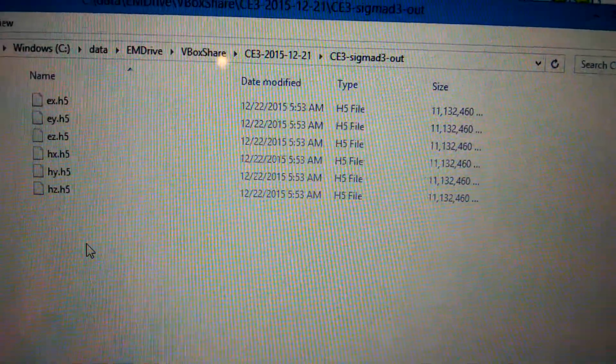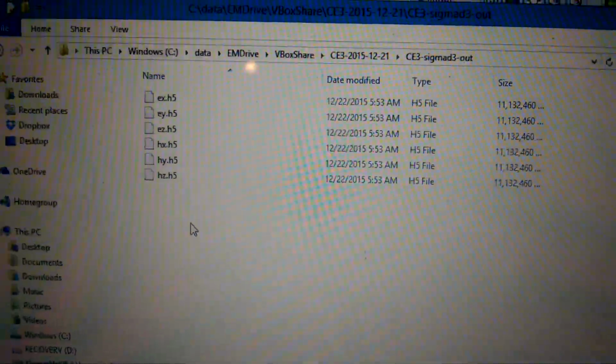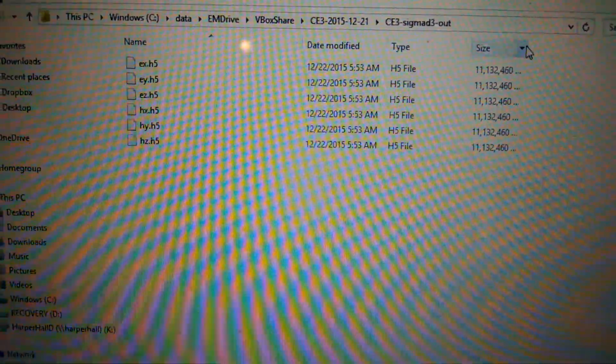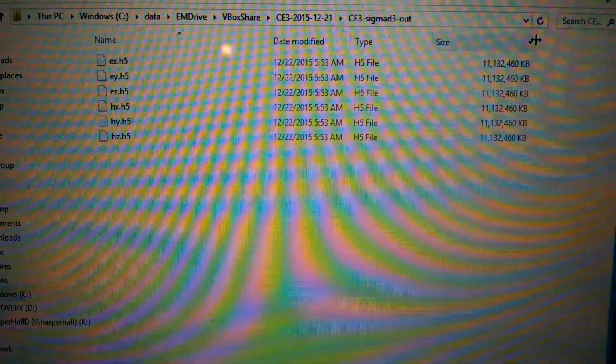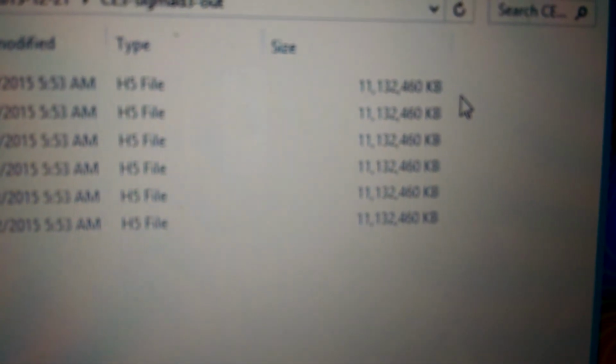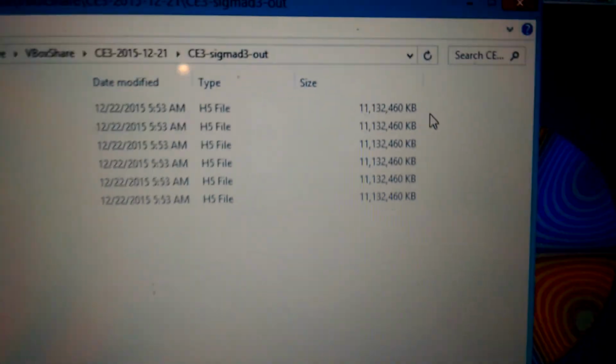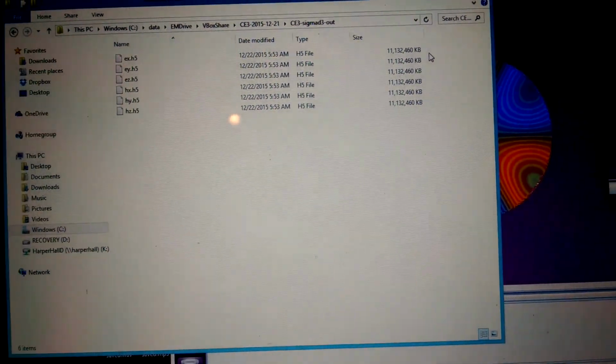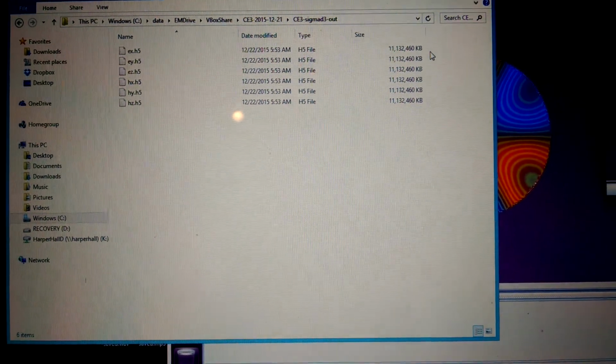6 data files at 11 million kilobytes each, so about 66 gigabytes total.